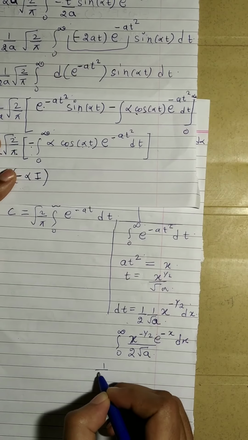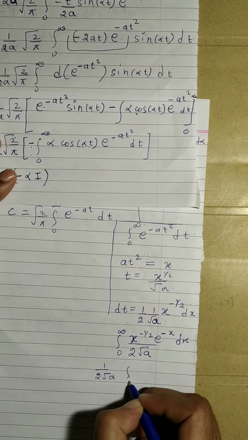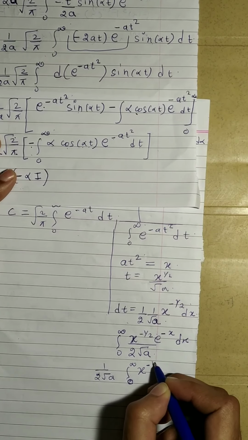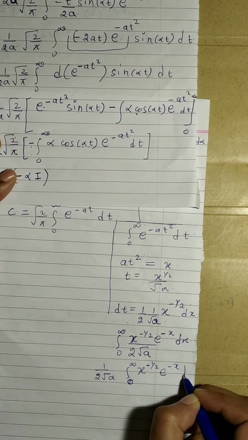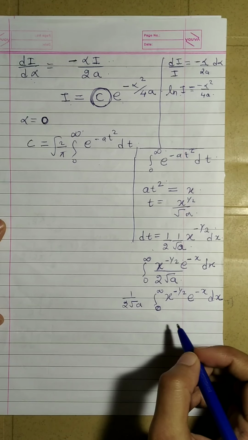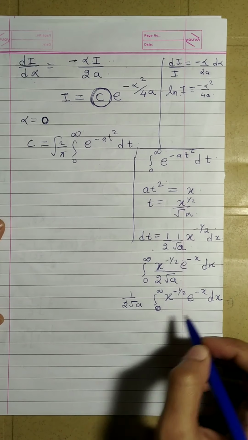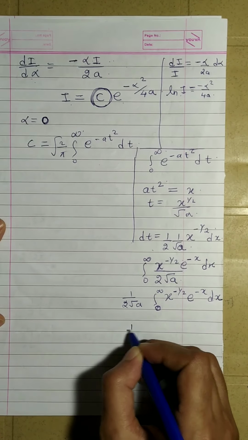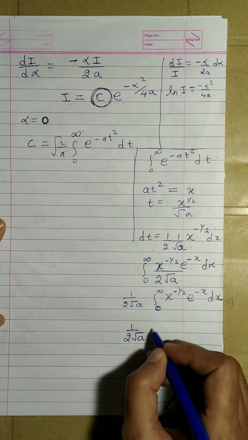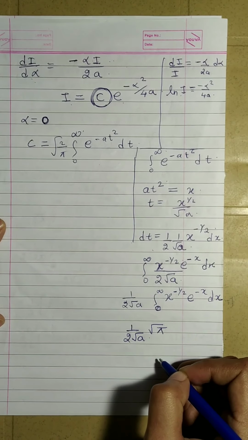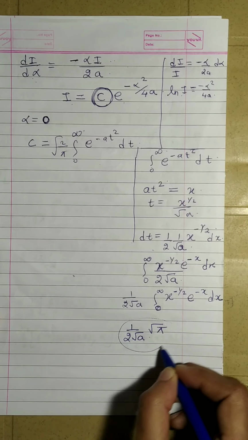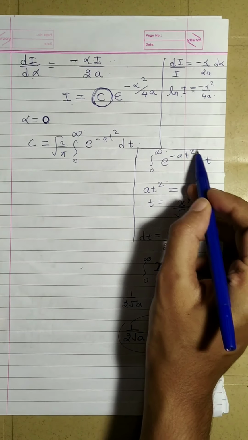Again, 1 upon 2 root a times the integral from 0 to infinity of x raised to minus half e raised to minus x dx. Again, this is the gamma function. So 1 upon 2 root a, and the value of this gamma half will be root of pi. So this will be the value of this integral.